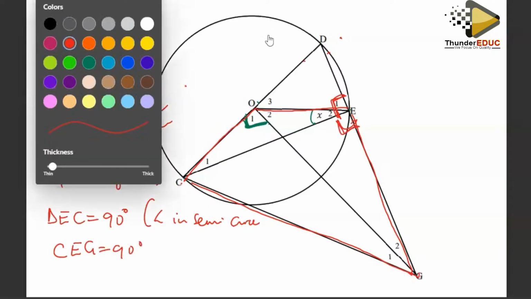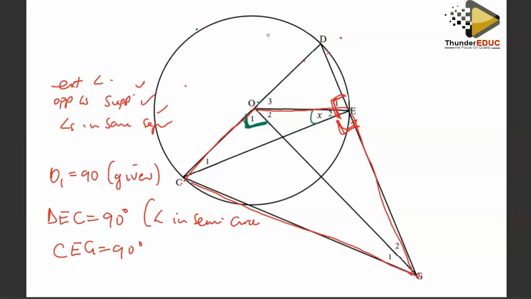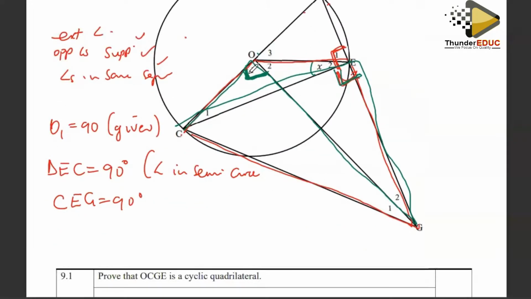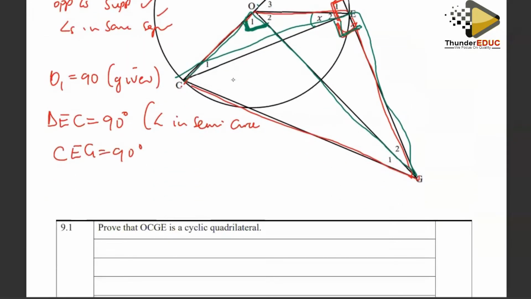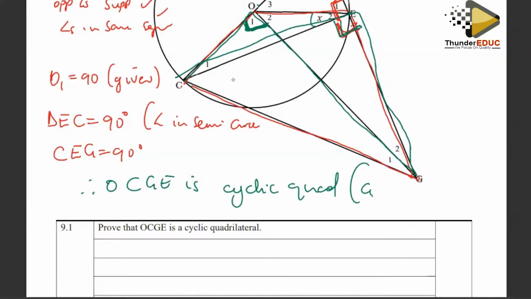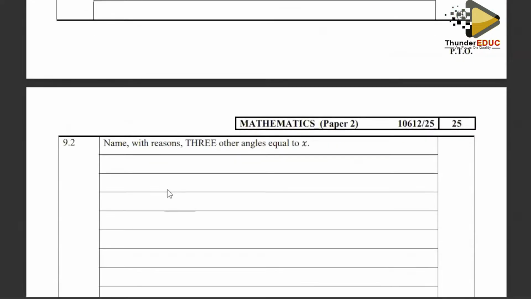So since we have the 90 and the 90, in other words, we are getting the bow tie here. The bow tie is already out. So this is a 90, that is a 90. So that is enough to prove that the shape is a cyclic quad. So therefore, OCGE is a cyclic quad. The reason we're going to say is the converse of angles in the same segment. Okay, so that is how we would get those 3 marks.